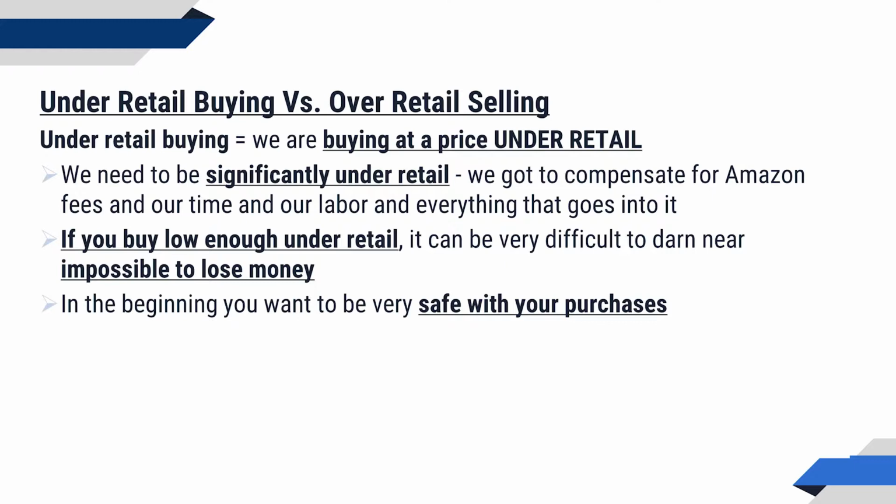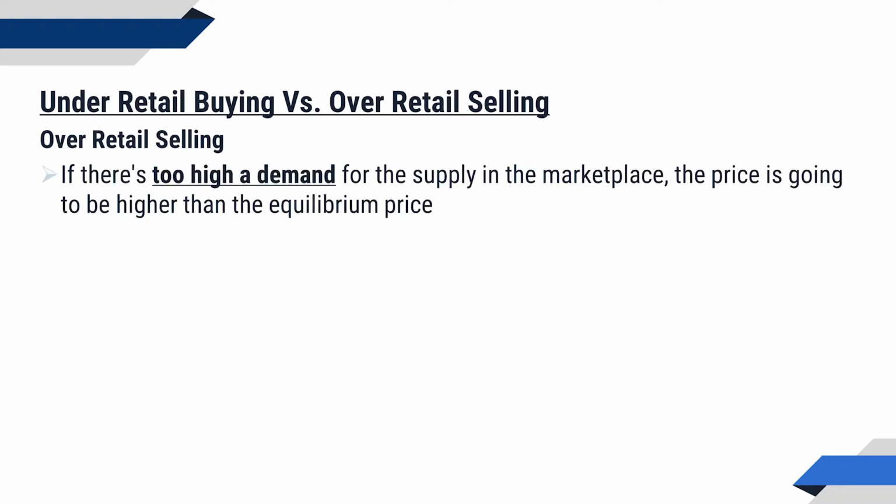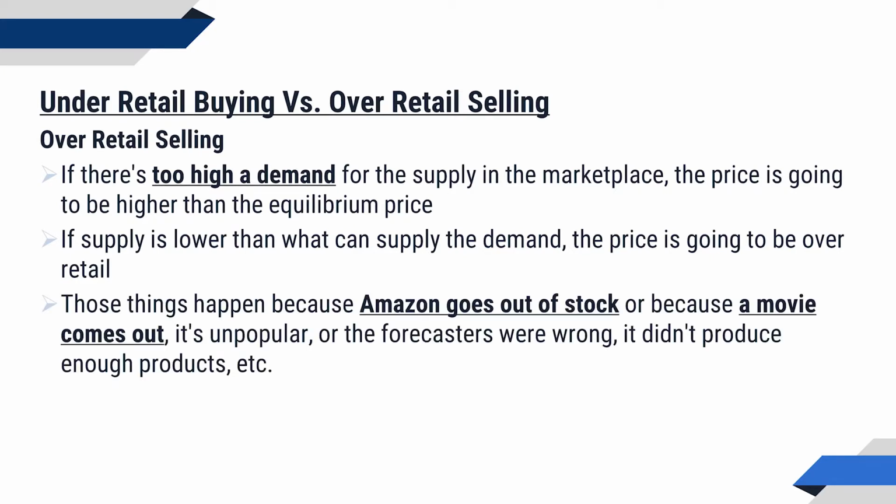Now, what goes along with that is over retail selling. Just like I said, the price is set by supply and demand. That's it, right? So if there's too high a demand for the supply in the marketplace, the price is going to be higher than the equilibrium price. Same thing if supply is lower than what can meet the demand, the price is going to be over retail. Now, those things happen because Amazon goes out of stock, or because a movie comes out, it's unexpectedly popular, or the forecasters were wrong and didn't produce enough products.